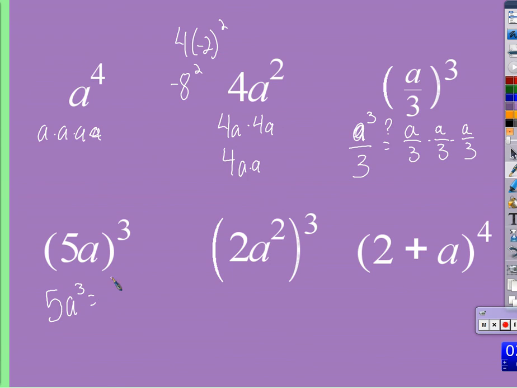Because the long way is what? I want to take something to the third. What is the thing I'm taking to the third? 5a. What does it mean to take something to the third? Multiply it by itself 3 times. So 5a to the third would be 5 times a times 5 times a times 5 times a. So the a to the third, yes, but also 5 to the third, right? Because we can rearrange these: 5 times 5 times 5, 5 to the third.